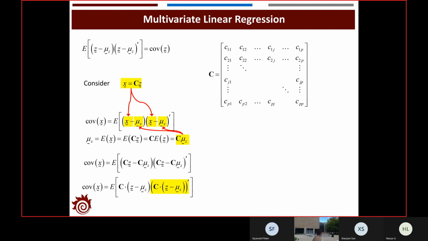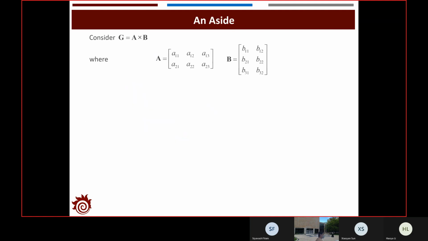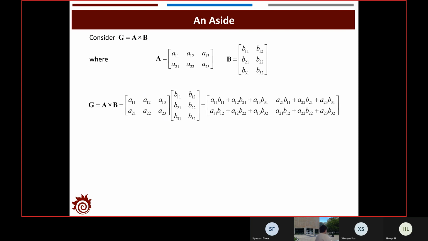Another thing, you need to think of another background. There's a lot of background here, but hopefully it will be helpful for you to understand the derivations. If you have a product of two matrices, A times B, then you can get the result as this matrix. Say that A is 3 by 2 and B is 2 by 3.